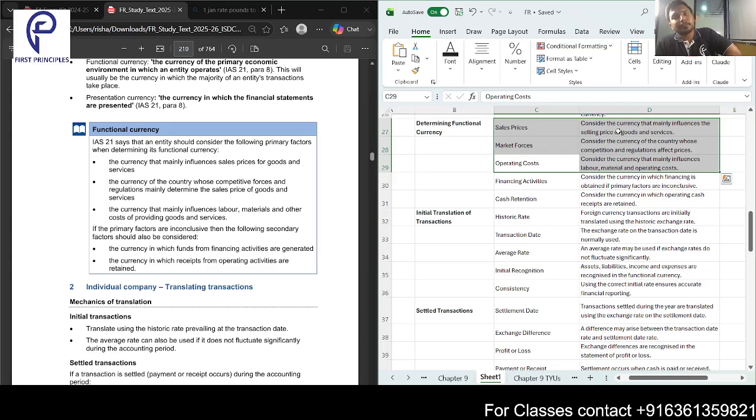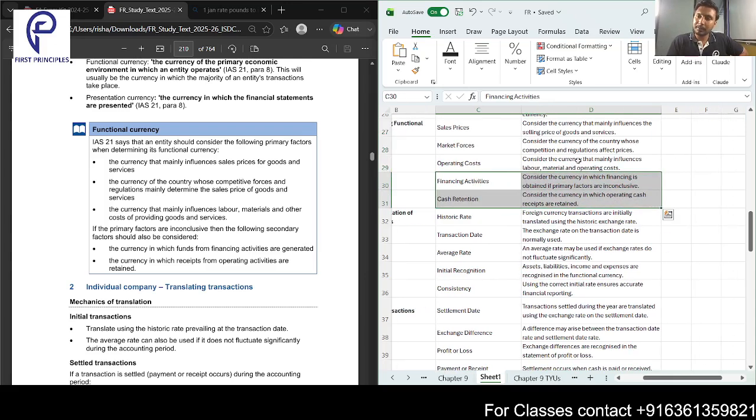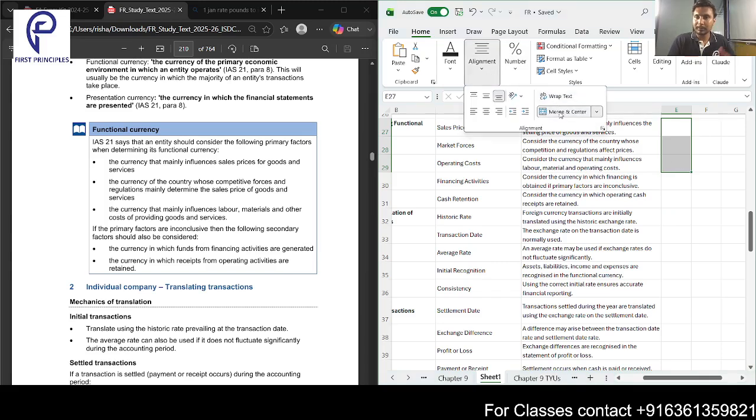Now, the sales price: the currency that mainly influences the sales price, the currency of the country whose market forces affect the sales price the most. That is market forces. Second, operating cost: the currency in which most of the costs are incurred. That again helps us in determining the functional currency. Next is secondary factors. Okay, so let me just put it here. These are our primary factors to determine our functional currency.